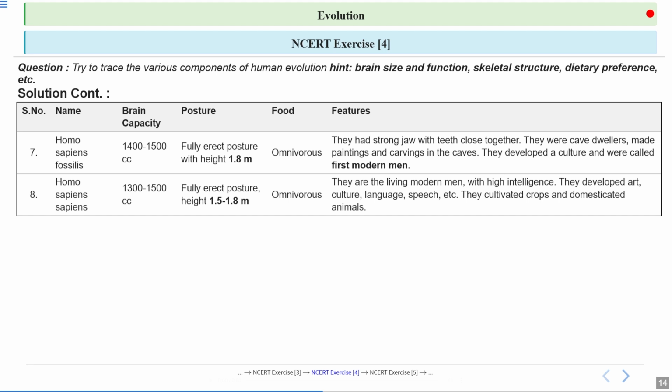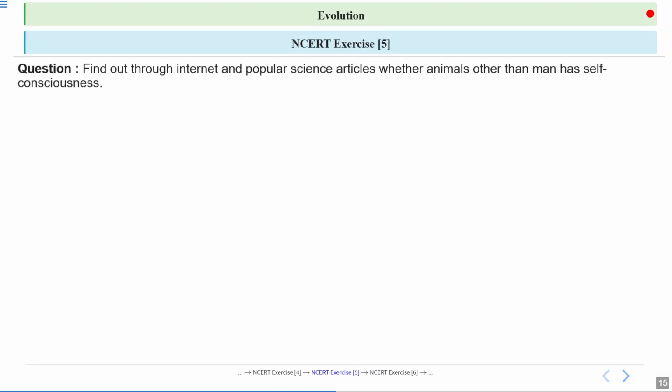Now let's move on to the next question. The next question is, you have to find out through the internet and popular science articles whether animals other than man have self-consciousness. Let's have a look at the answer.